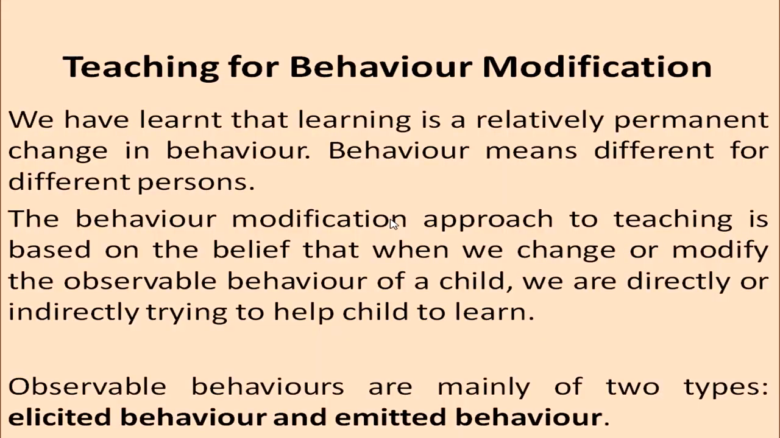We have learned that learning is a relatively permanent change in behavior. Behavior means different for different persons. The behavior modification approach to teaching is based on the belief that when we change or modify the observable behavior of a child, we are directly or indirectly trying to help the child to learn. The behaviors that are observable are mainly of two types: elicited behavior and emitted behavior.